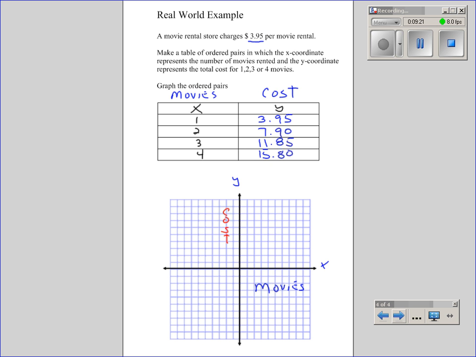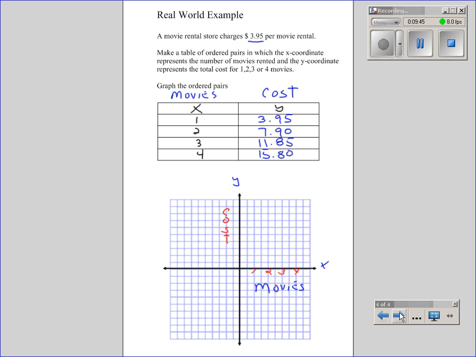Okay, now we're going to need to label. We're going to skip every one here to make it a little bit wider. So at the bottom, we're going to skip 1, make this 1. Skip 1, make it 2. Skip 1, make it 3. Skip 1, make it 4. Then on our y-axis, our total cost, we're going to go by 2's.